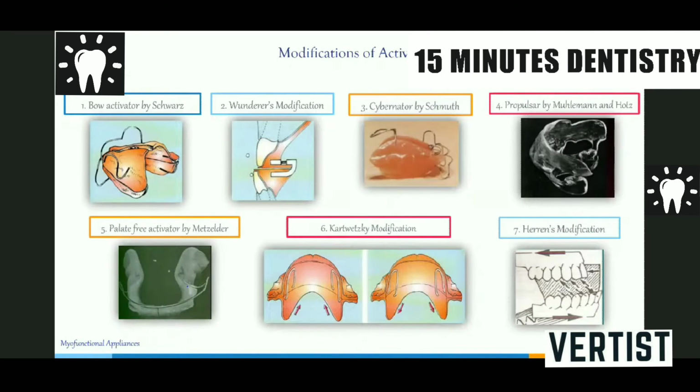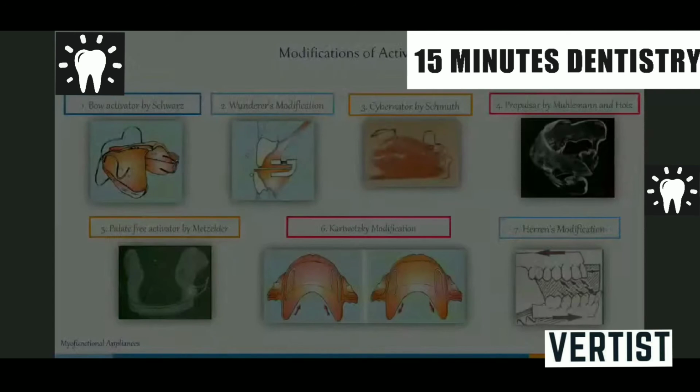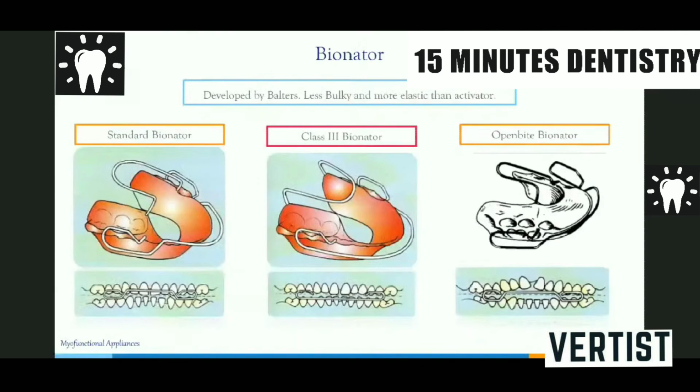We have the Bionator, which is given by Balters, which is less bulky and more elastic than the activator. Here we see the standard Bionator, which is used in class 2 division 1 cases, a class 3 Bionator, which is used in class 3 malocclusion, and we have the open bite Bionator. So there are 3 types of Bionator. The main mode of action of the Bionator is through modifying the function.